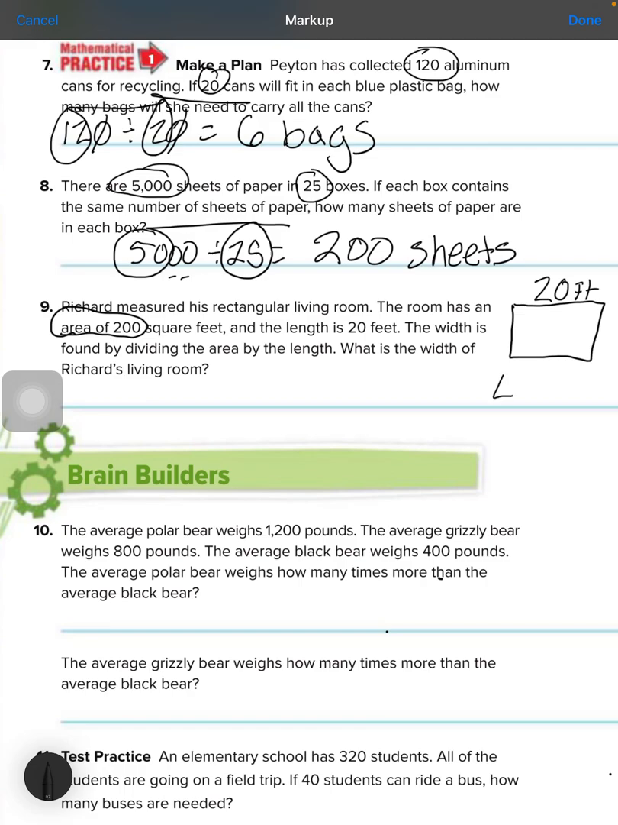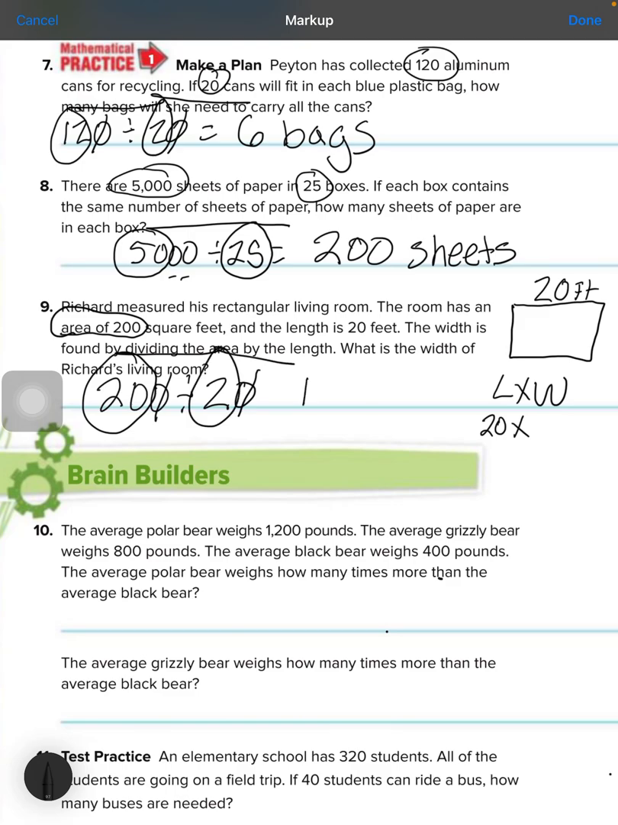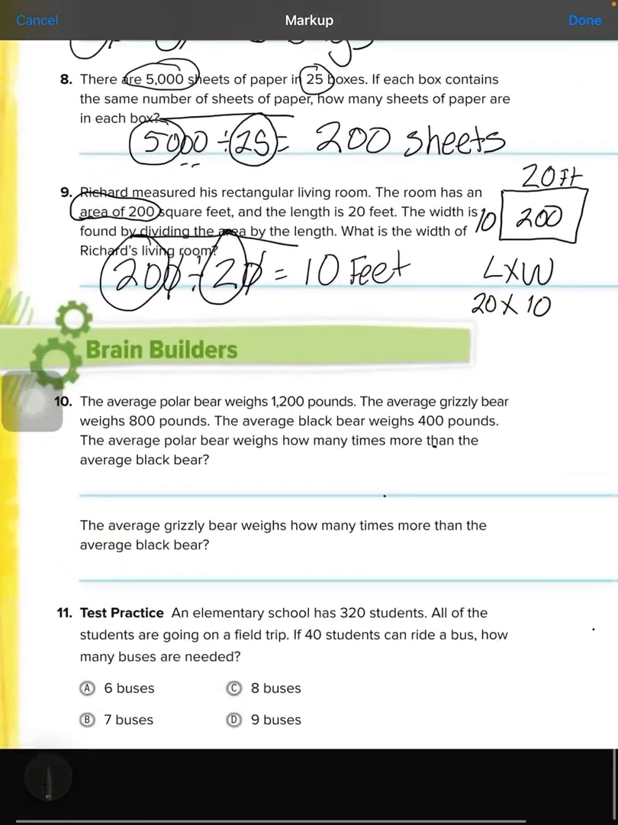And we can find the area by doing length times width. And we know that the length is 20 feet times something. So the opposite of multiplication is division. So we take the answer, which is 200 feet, and divide it by 20. I can see I can mark off a 0 here and a 0 here. So 20 divided by 2 is 10. We have 10 feet. 20 times 10 would equal the 200. And that is our answer.